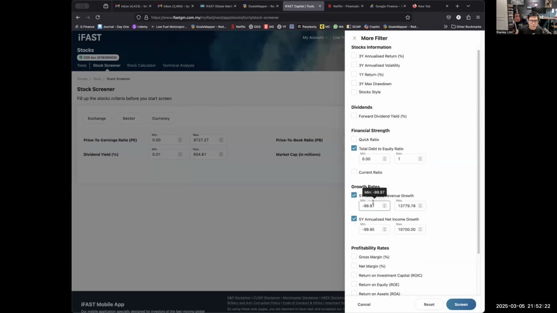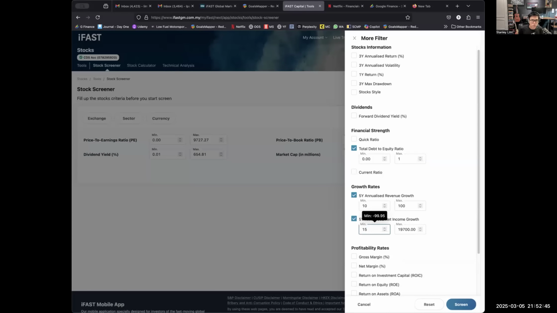What other things did we talk about? The growth rate. For revenue, I want it to be growing at least maybe 10% a year. Maximum, I don't want it to be too much. Too much is typically unrealistic and could have a lot of outliers. Say this company can double every year, 100%. That's already quite crazy.